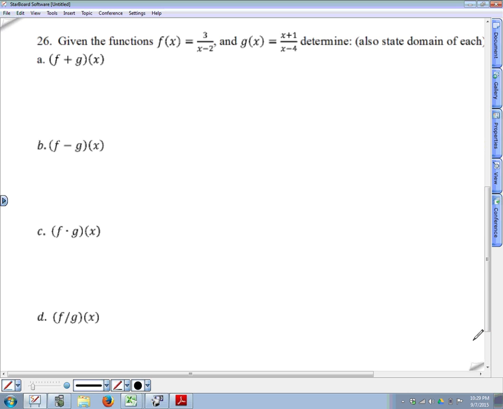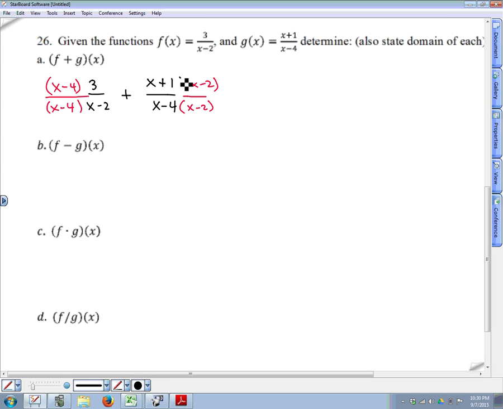Okay, 26. This is going back to section 2.7, combining functions. You have to add, subtract, multiply, and divide these two functions. So starting with A, 3 over x minus 2 plus x plus 1 over x minus 4. The only way these two expressions can be added together is if they have a common denominator. So this denominator needs an x minus 2, so we have to multiply it on the top and bottom. This one over here needs an x minus 4.